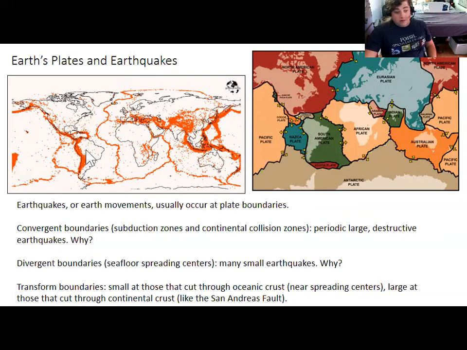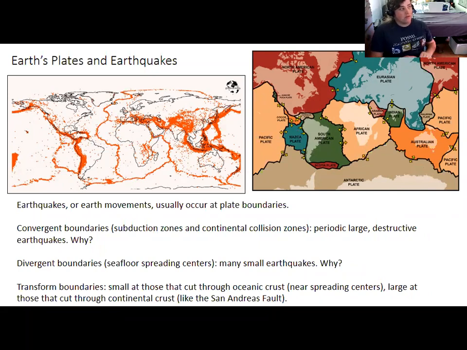You might notice that the biggest clusters of earthquakes occur in places where we have subduction or mountain building. We have a lot of earthquakes along where the Himalaya are, where the Indian plate and the Eurasian plate are colliding. We have a ton of them off the west coast of South America, where the Nazca plate is subducting under the South American plate. And we don't have as many earthquakes at the spreading centers. We have some, but it's not quite as thick of a band of orange dots.